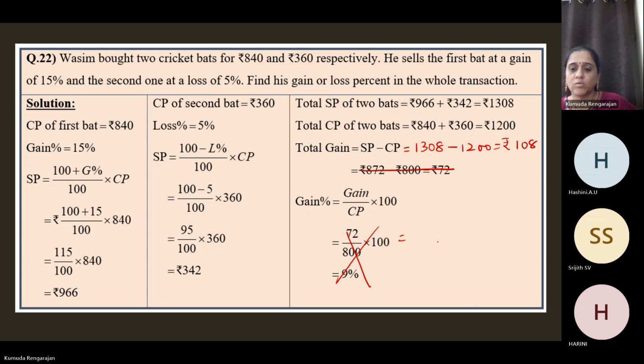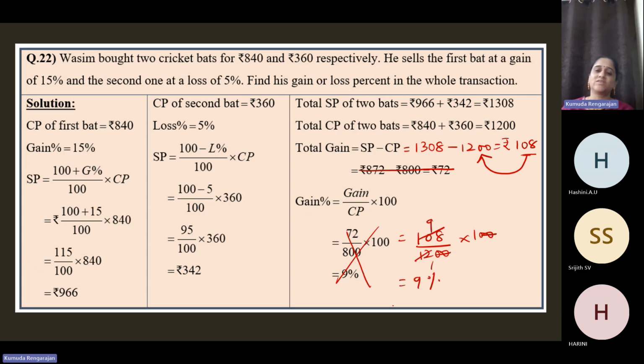So it will be 108 divided by, see here, this 108. What's the CP here? 1200. That's CP into 100. So 12, 0 and 0. You can cancel. 9%. 12 ones are 12, 12 nines are 108, so 9%. Sorry, children. I didn't notice that at all. I'll change it. Typing mistake.